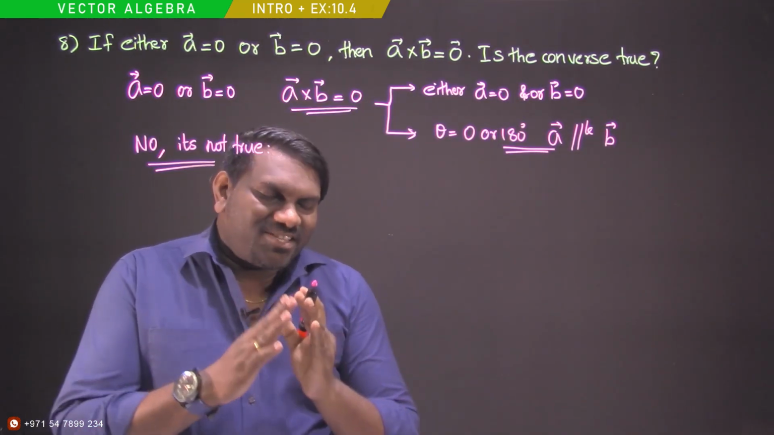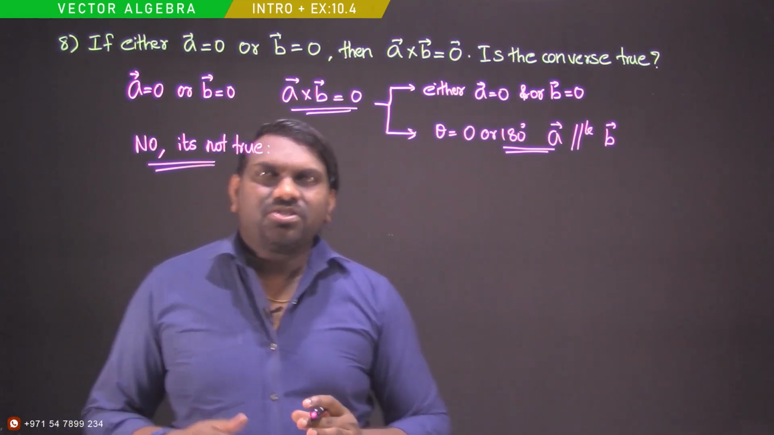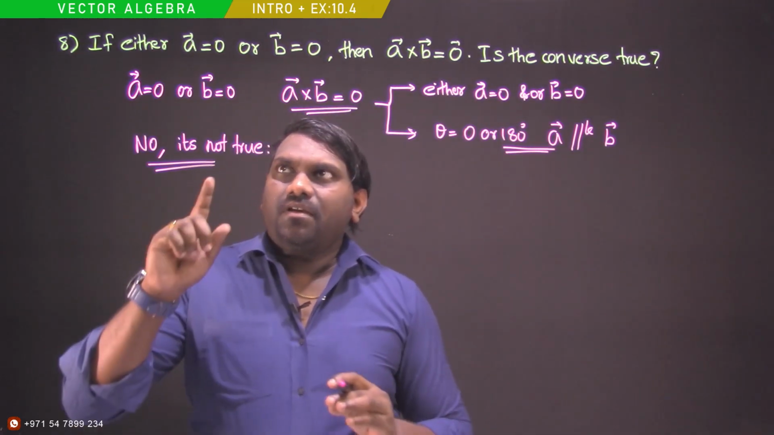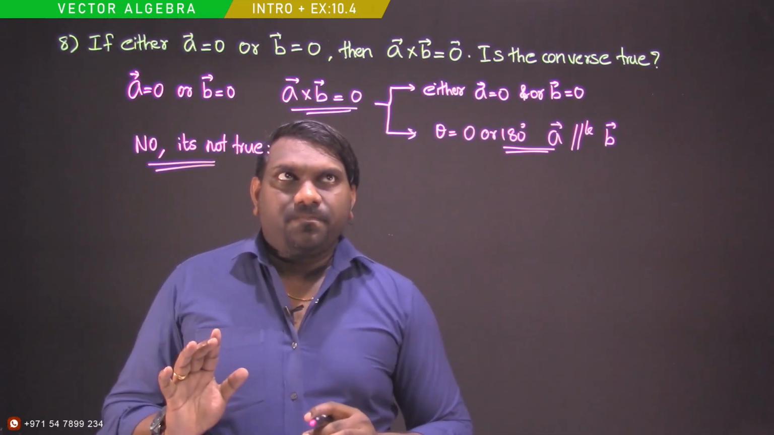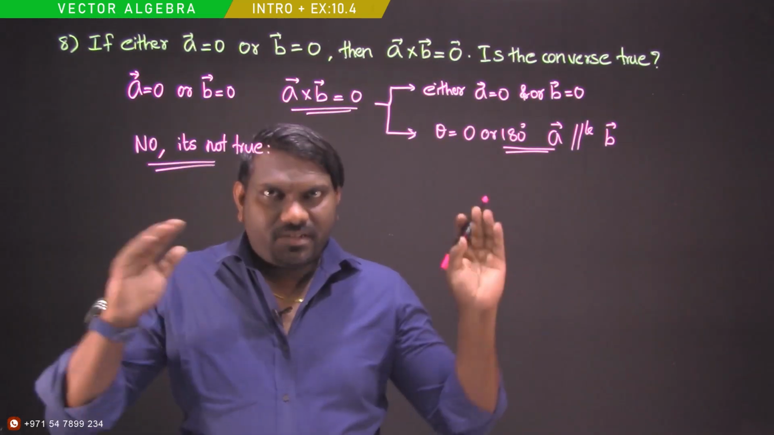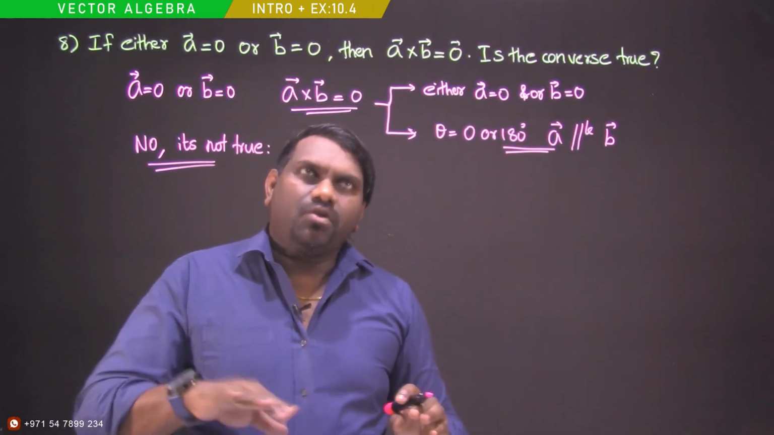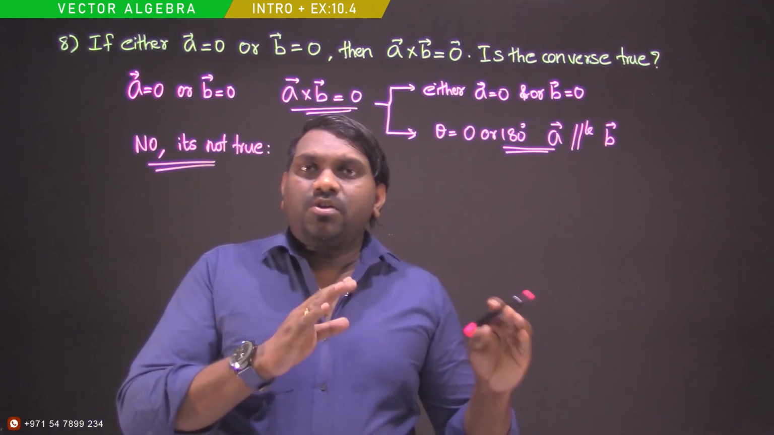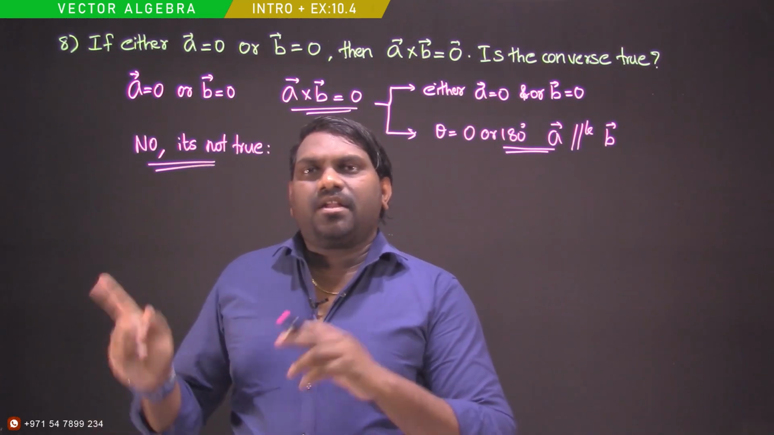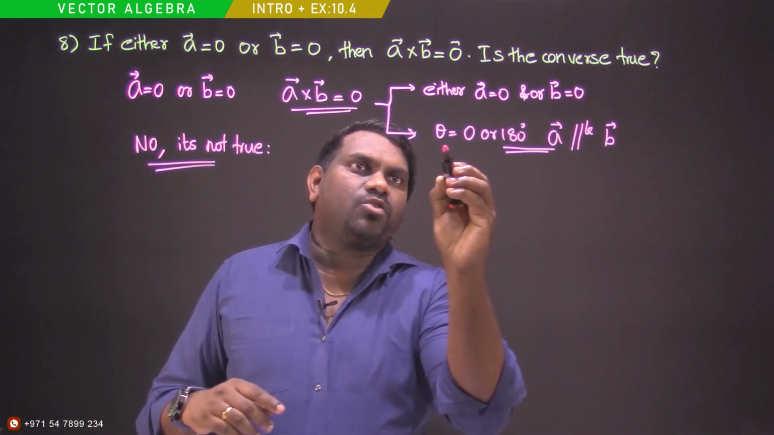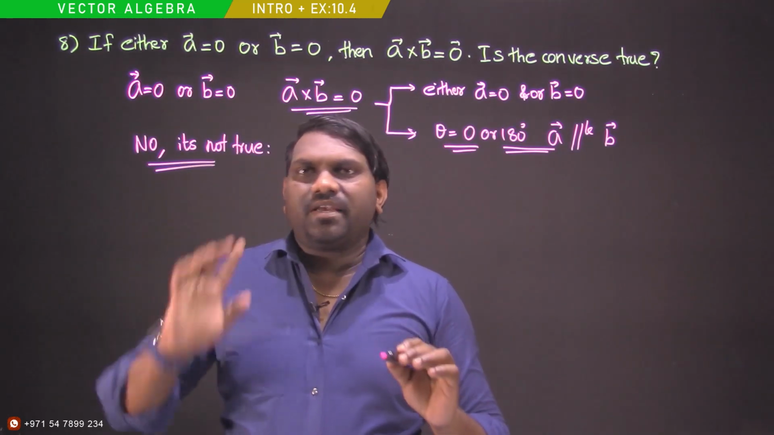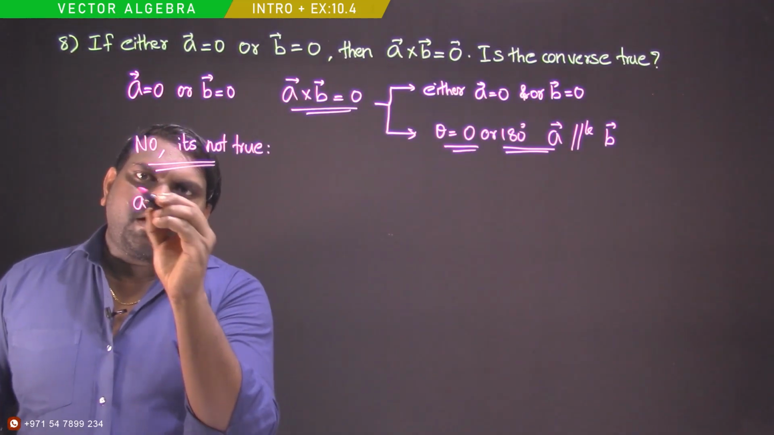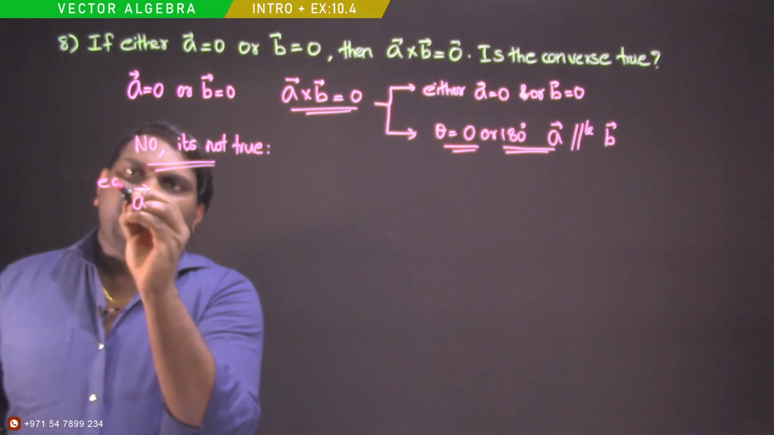If you can understand properly, please understand it, because once more I will just repeat what I have said. If A vector and B vector are 0, then A cross B is equal to 0. Obviously, when A and B are 0, A cross B is going to be 0. But if A cross B is equal to 0, we cannot always say that A vector and B vector are 0, because there is another condition where this will become 0. That is why I said it's not true. The reason I will tell you; I'm going to give an example.